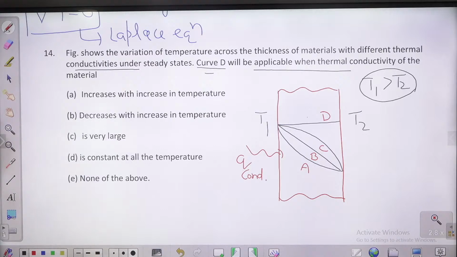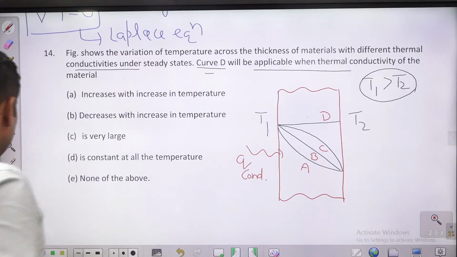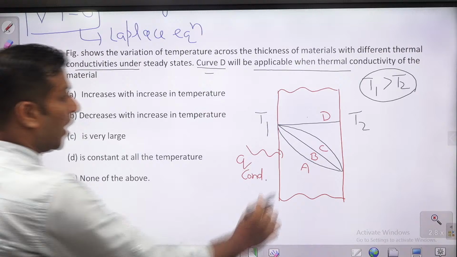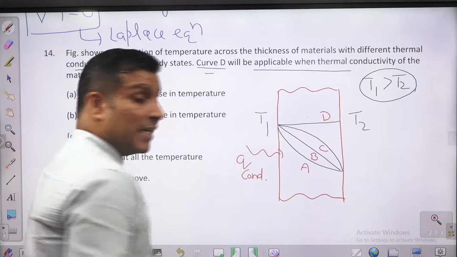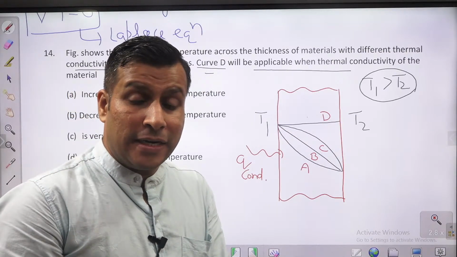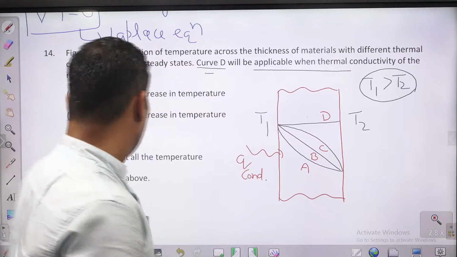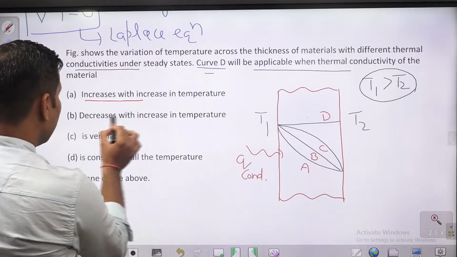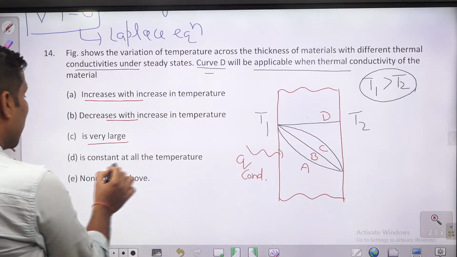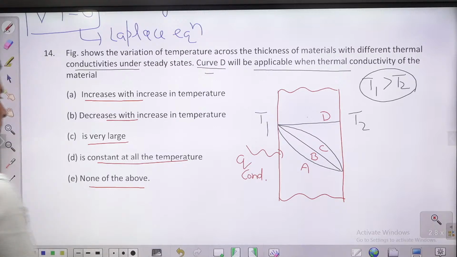Curve D belongs to what? This uppermost curve, this D, belongs to what kind of material, guys? What does D belong to? Increases, decreases, the conductivity is very large, is constant at all temperatures, none of the above. What will you answer, guys?